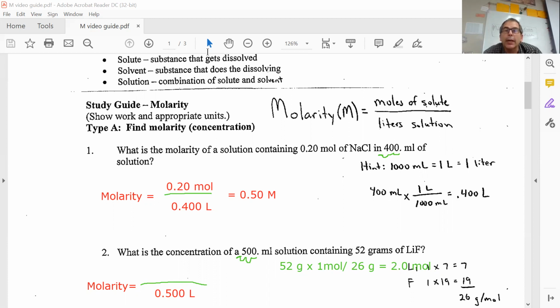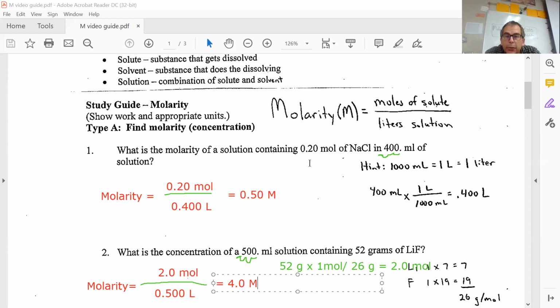Now I can go back over here and take this 2 that I got and call this 2.0 moles. How did I know that was 2.0 moles? I took 52 divided by the molar mass, which I pre-did, and 52 divided by 26 is 2 moles. And then 2 divided by 0.5. What's 2 divided by 0.5? I think that equals 4.0. And then I'll put the big M for molarity.